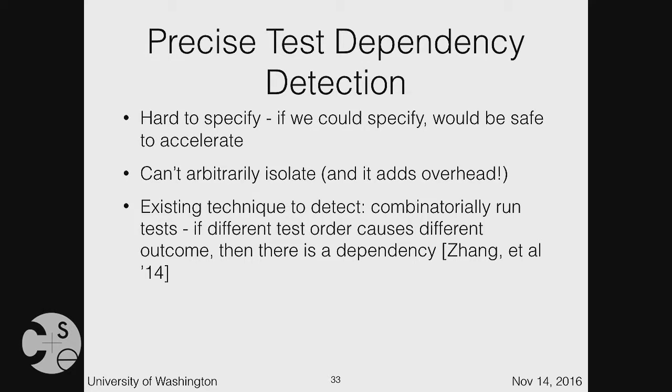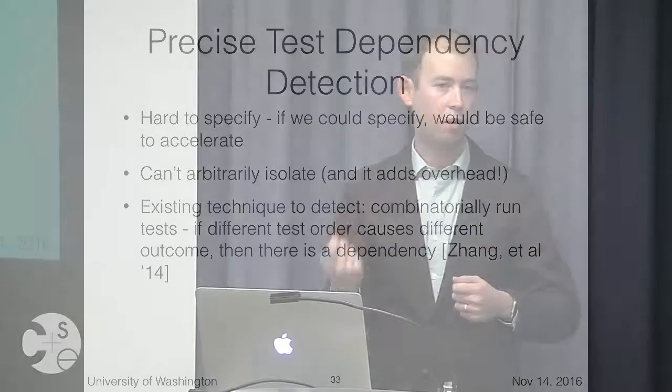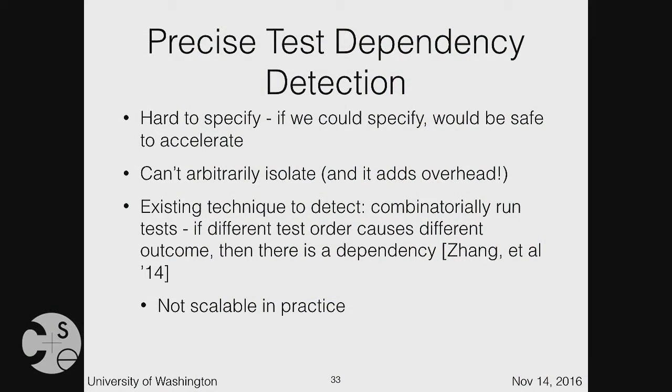There had been a prior technique where we could definitely guarantee we're going to find all of the dependent tests, but it would require combinatorially running our tests. We find that if a test has a different outcome when run in a different order, then there we go, we have a witness of this dependency. But again, the problem with that is we're running our tests combinatorially. It's not necessarily going to be scalable, especially to these day-long test suites with hundreds or thousands of tests.